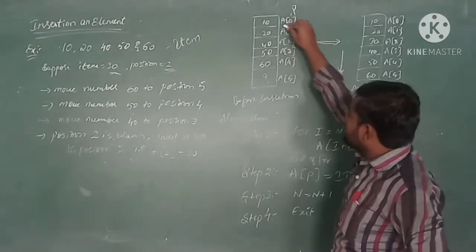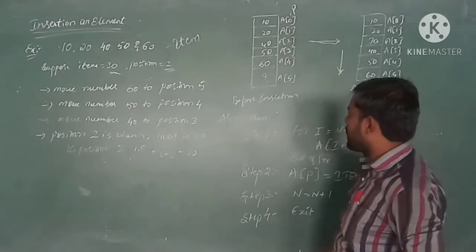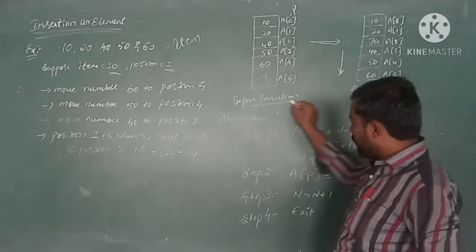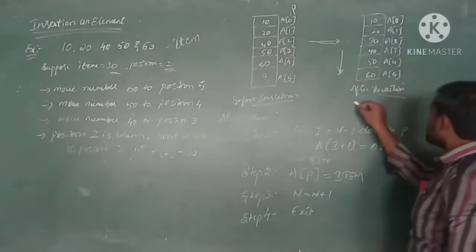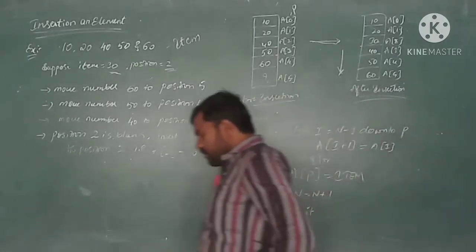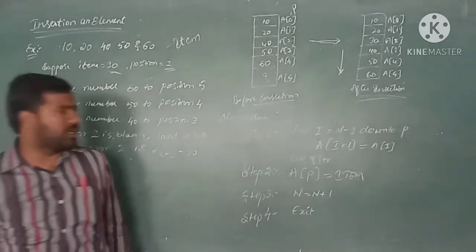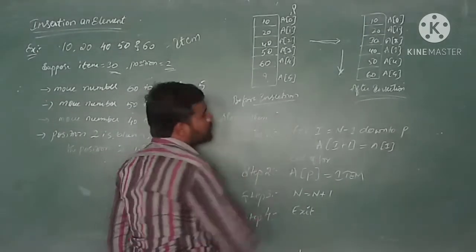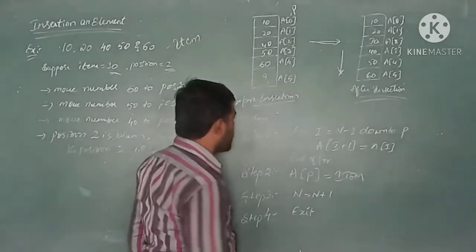A is an array of n elements, we need to say. So this is before insertion, this is after insertion, we say. And for the insertion also we have an algorithm, that is, this is the algorithm to insert an element in the particular array element over here.